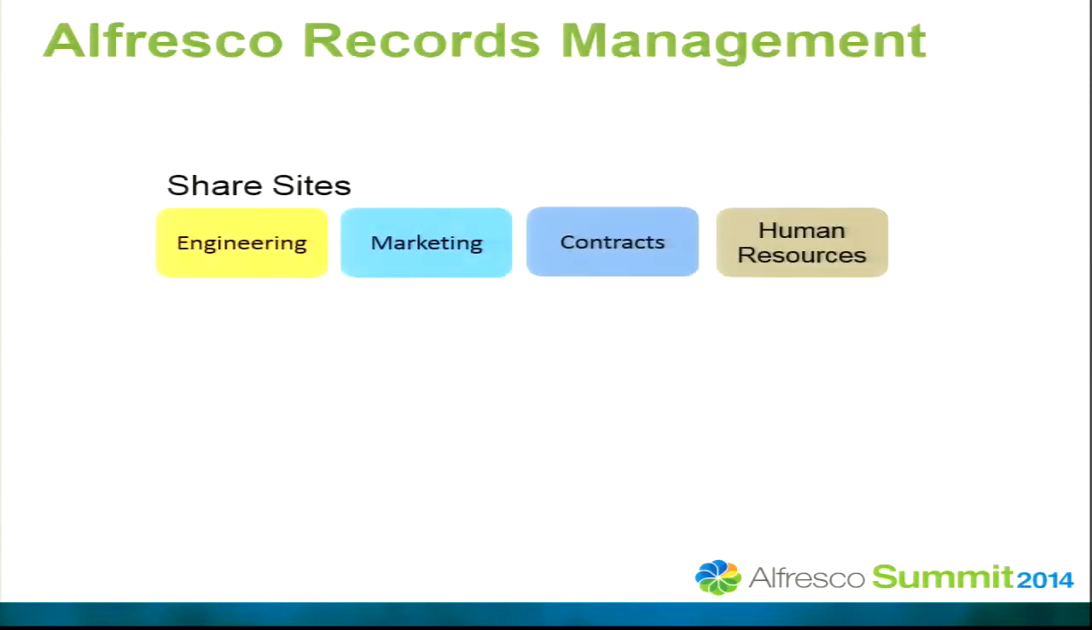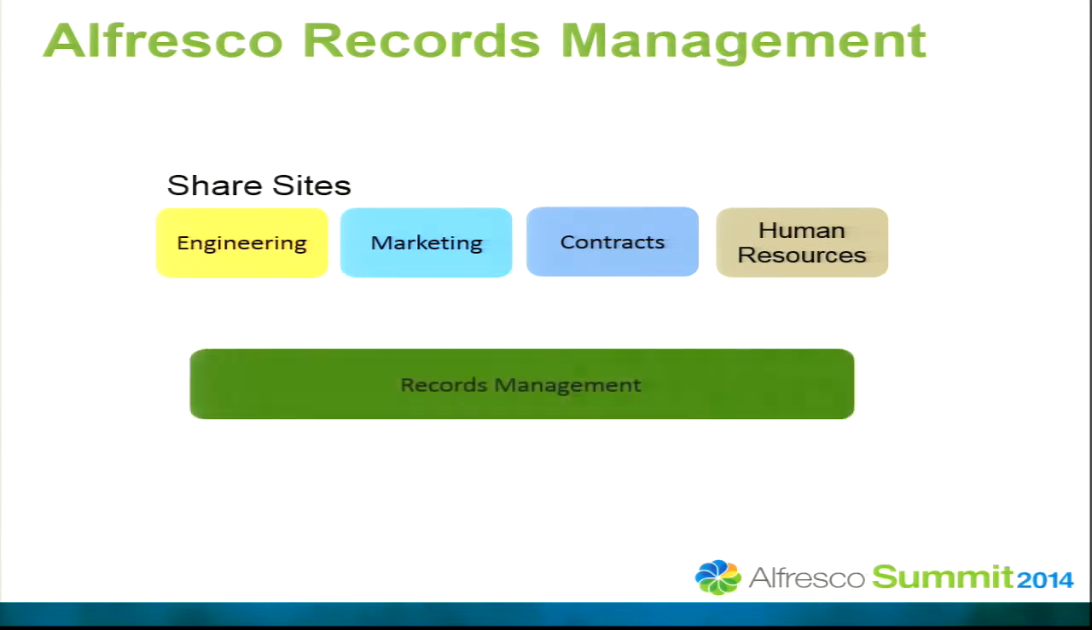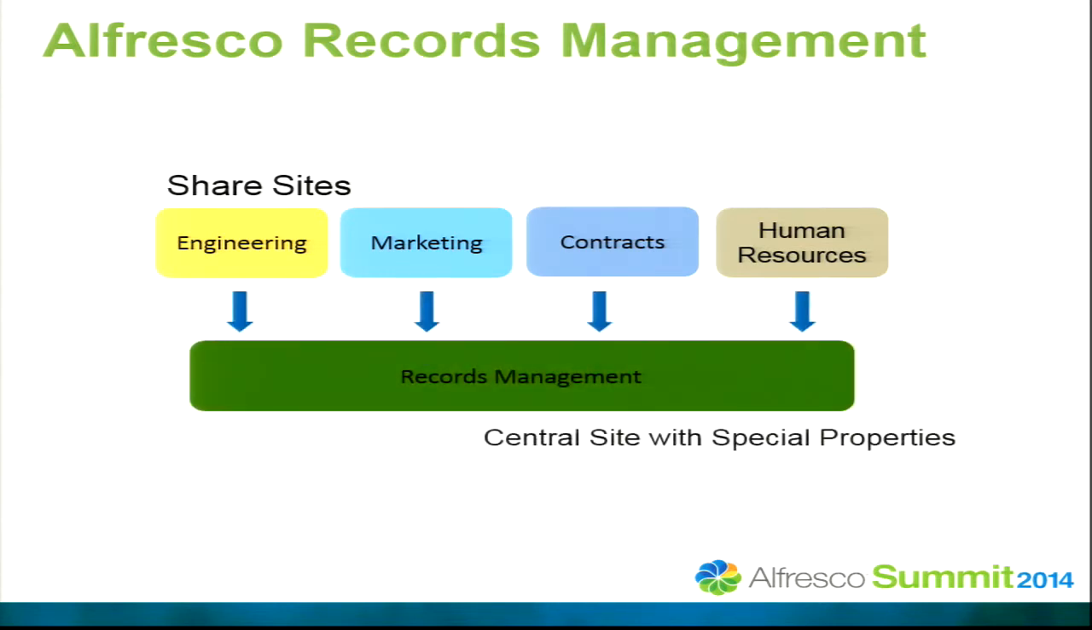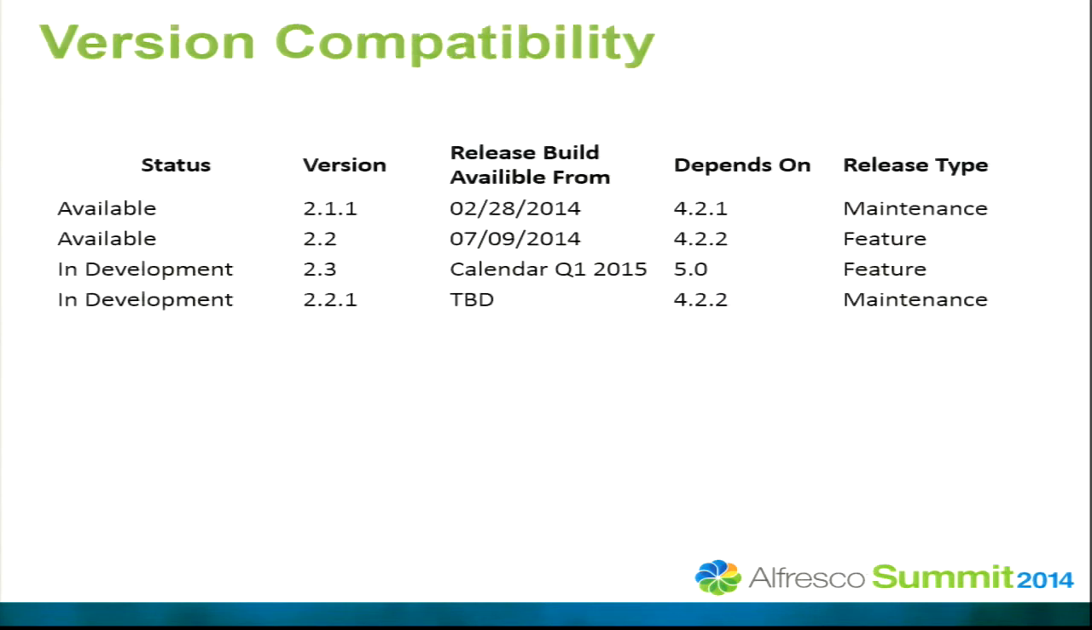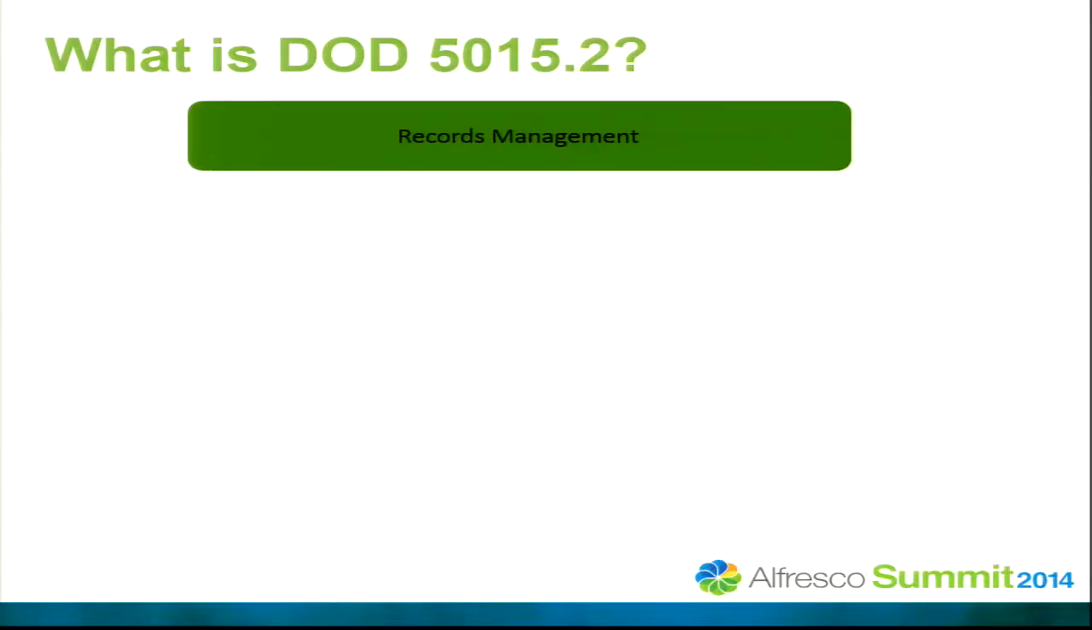This is what happens with records management: you have a bunch of different Share sites, and all of the records move into a single records management site. So you have one site to control, one site to back up, and that's how all of that works. In terms of version compatibility, this shows which versions of RM match which versions of Alfresco. So if you have any questions about which version to get, that's where you need to look. I'm going to move through here pretty quickly.